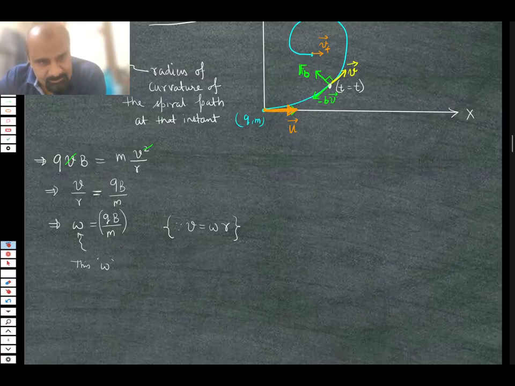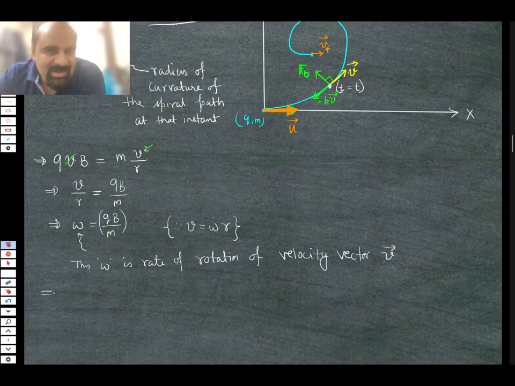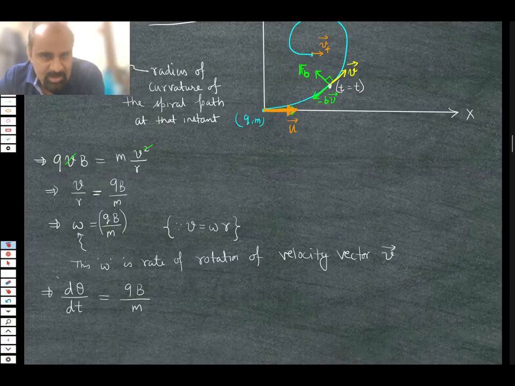So this omega is the rate of rotation of the velocity vector, v vector. So I can write this omega as d theta by dt is equal to qB by m, and call it, leave it for the time being. Okay, we have done enough, leave it for the time being.